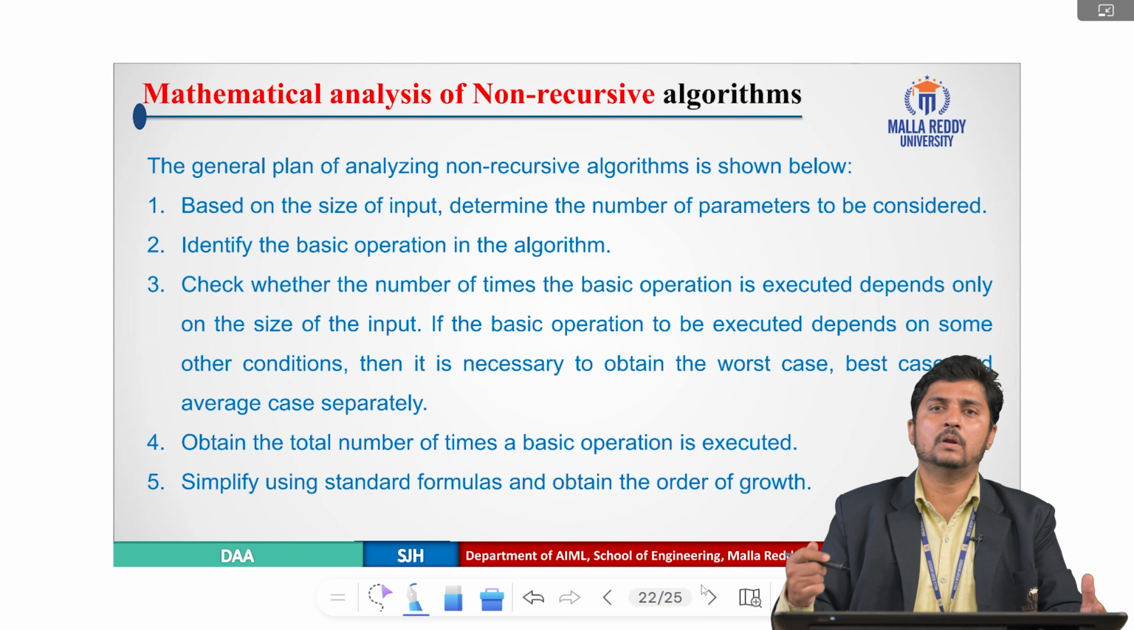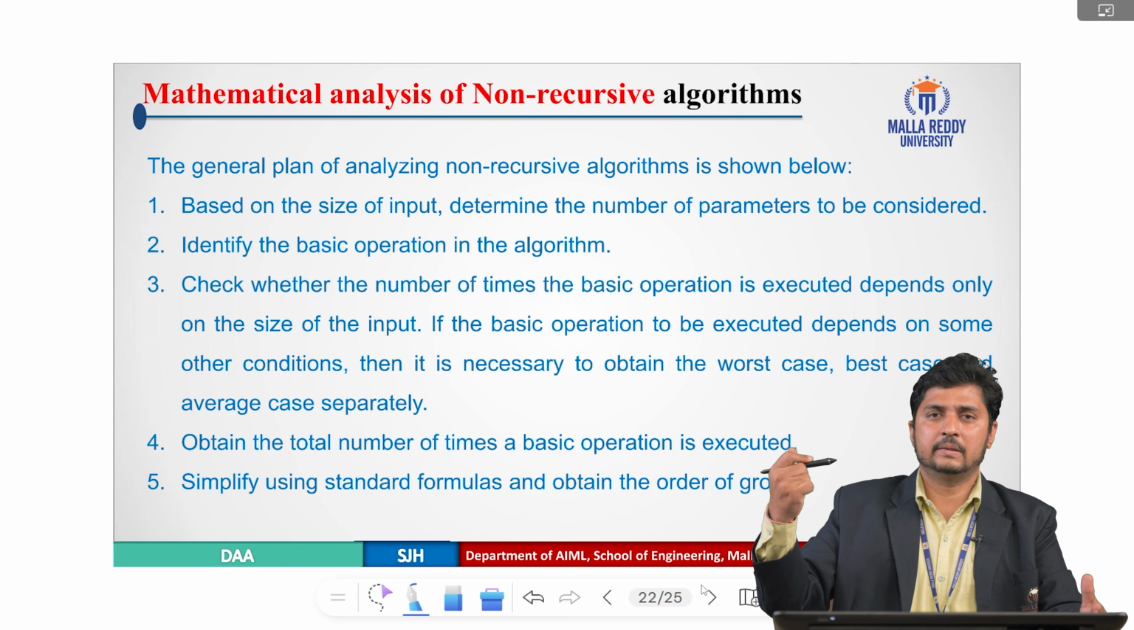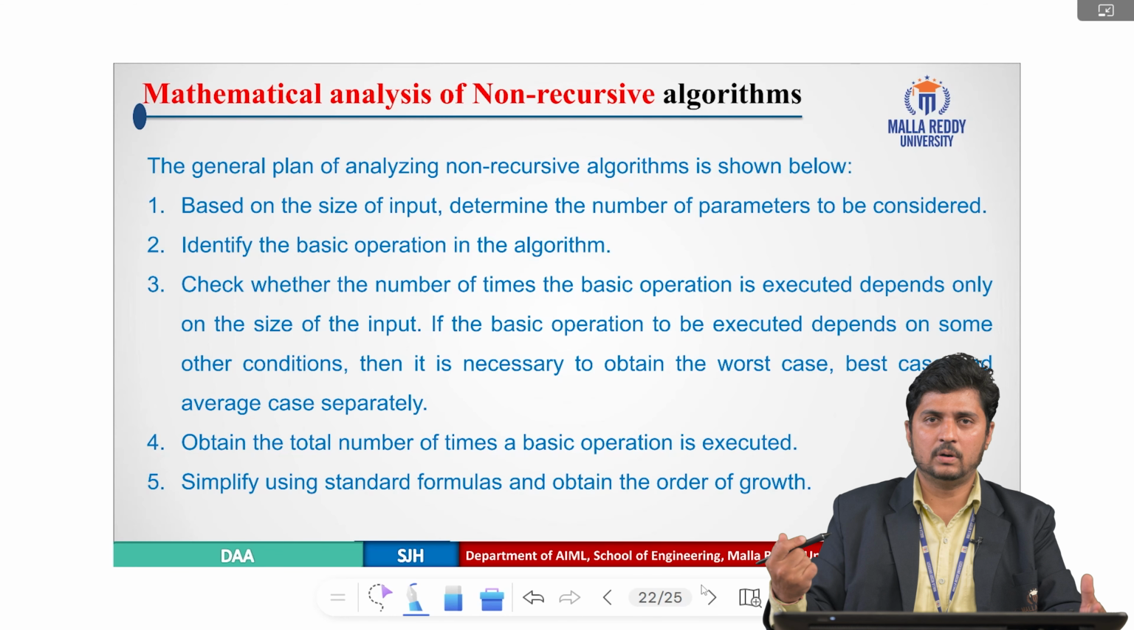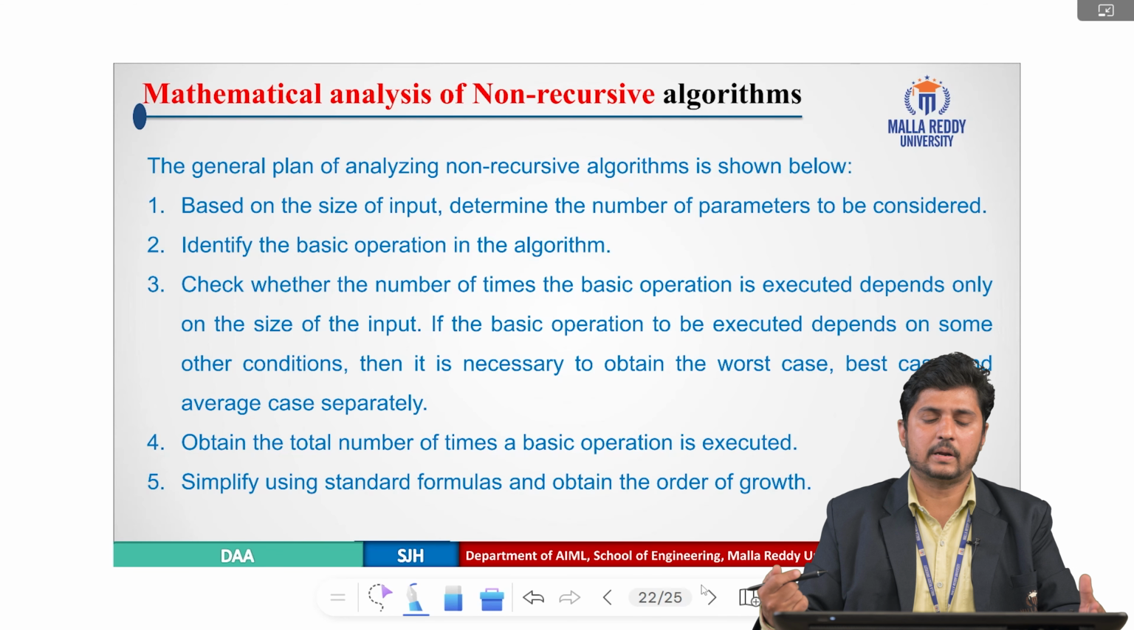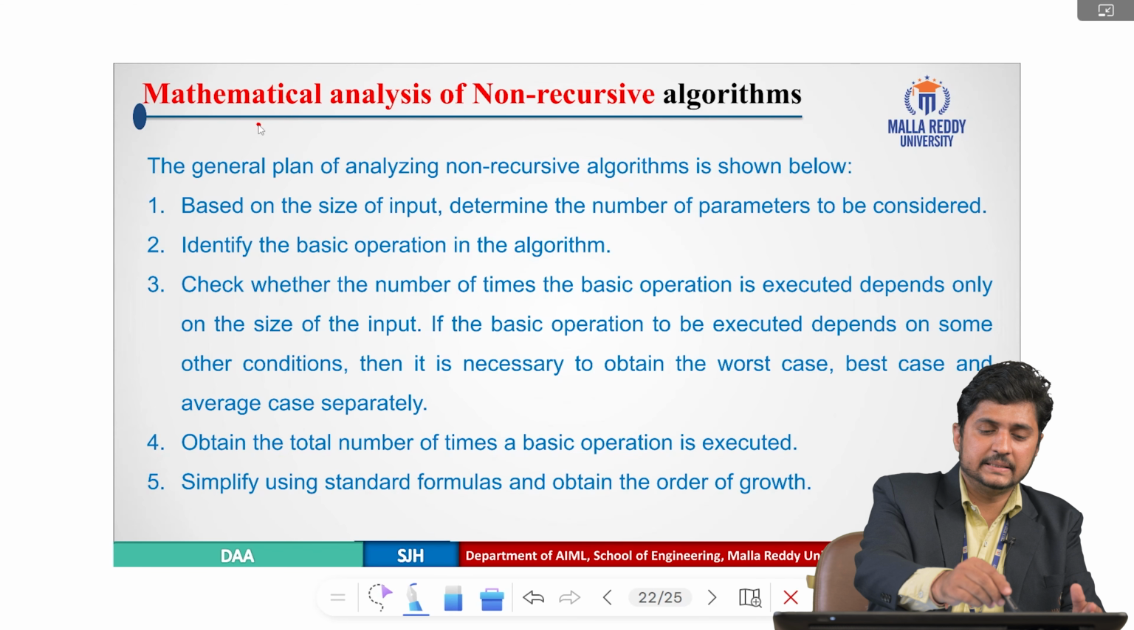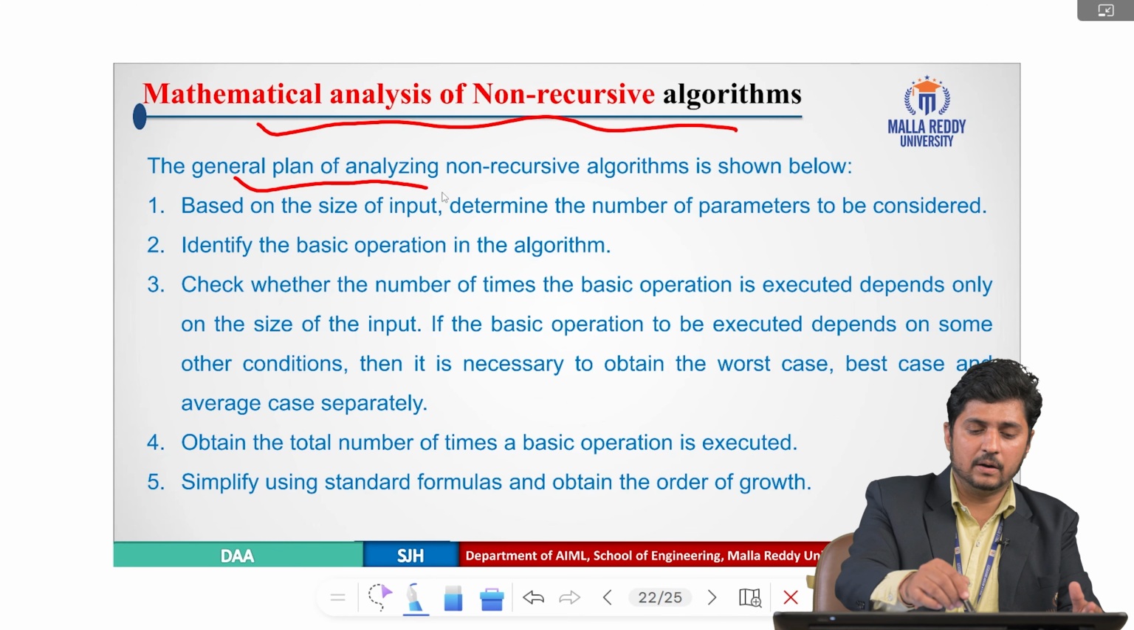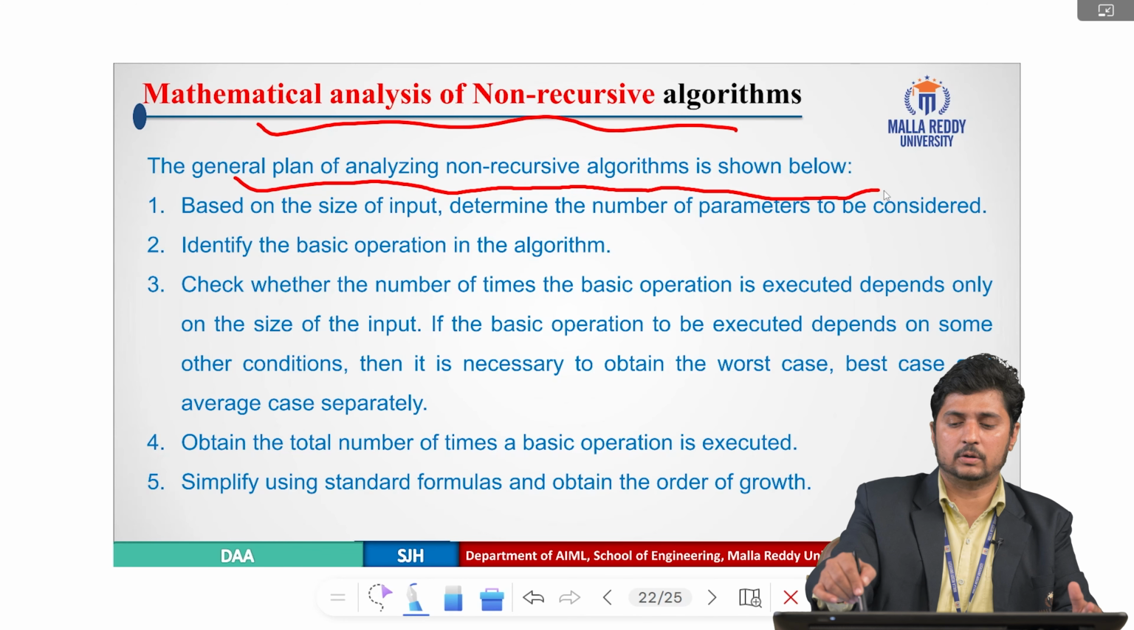Non-recursive means we are going to call only one time, then iterative, and we call it adding another category called non-recursive. So this is the basic general idea, that is the general plan, for analyzing non-recursive algorithms.